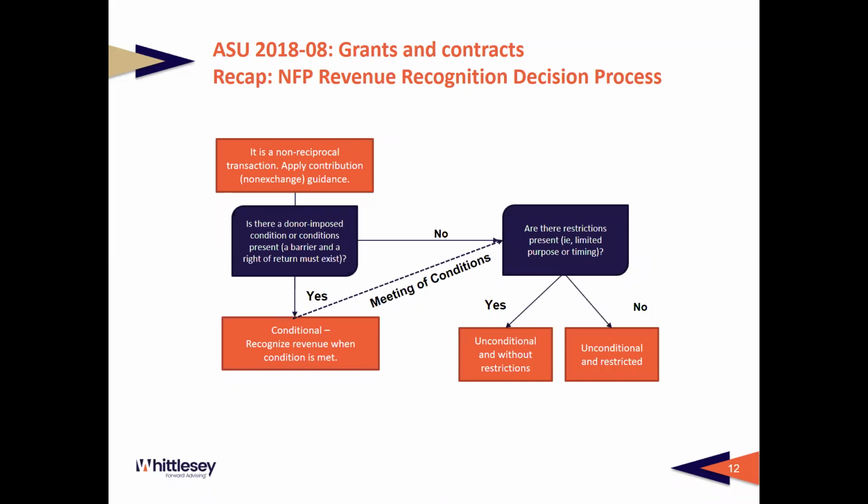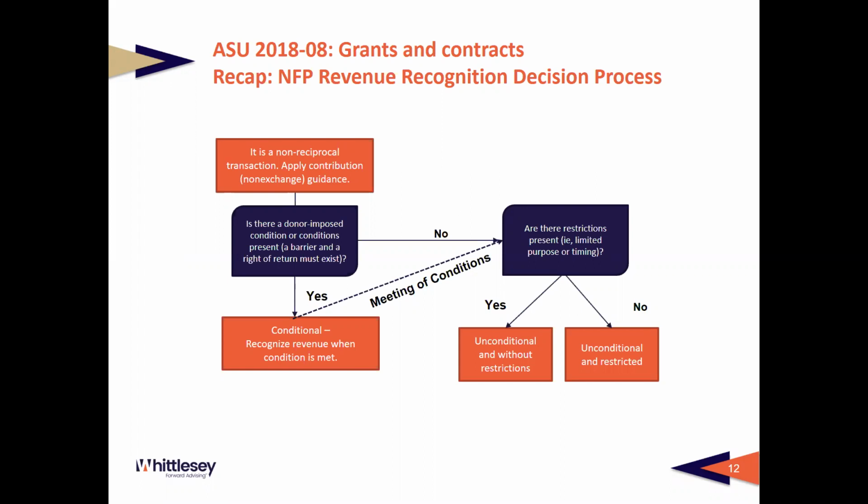Now that we've decided it's a contribution, you walk through the remaining steps. Is there a donor-imposed condition or conditions present? Again, the barrier plus a right of return. If yes, then you would recognize the revenue when or as the conditions are met. If you receive the cash all up front, you would debit cash and credit a liability account, essentially a deferred revenue. Then as you meet the conditions, you would release that liability to revenue.